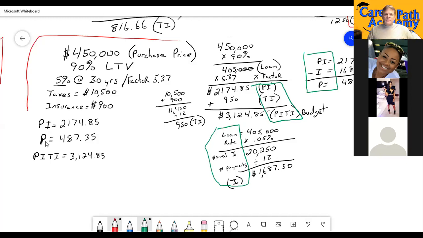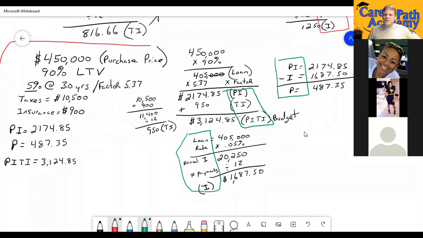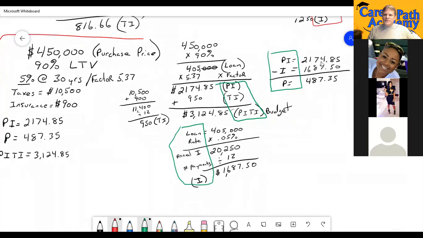Now, how much did that first month's mortgage payment go towards the principal? Well, if we take our PI, $2174.85, we need to figure out what the interest is. And interest is calculated annually, but once again, not off the purchase price, off the loan amount. So if the loan amount is $405,000 times 5% interest rate, that gives you annual interest of $20,250.